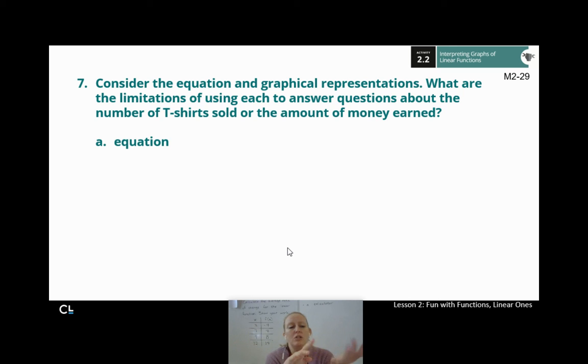So looking at how we can use the equation to solve these and the graph to solve these, what are the limitations of using each one to answer the questions about the number of t-shirts sold or the amount of money you earned? Why are there limitations on the equation? Why are there limitations on the graph? Go ahead and hit pause, jot down your thoughts, hit play when you're ready to keep going.